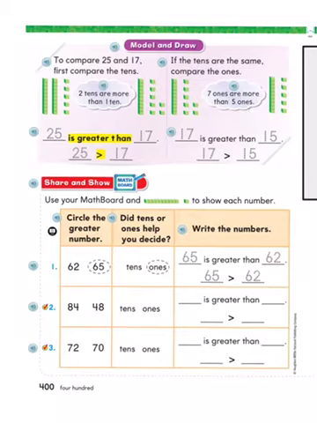So I'm going to write 17 on this side. 17 is greater than 15. And then we have it with symbols. 17 is greater than 15.